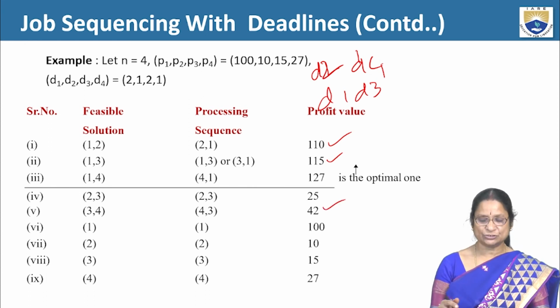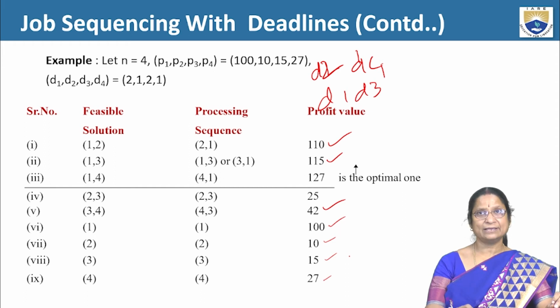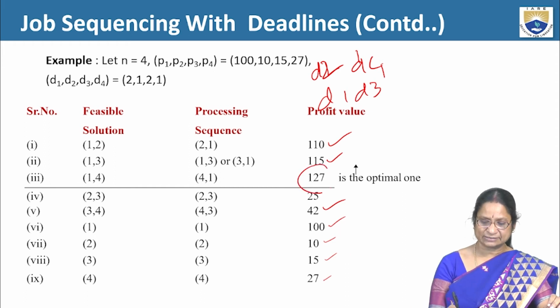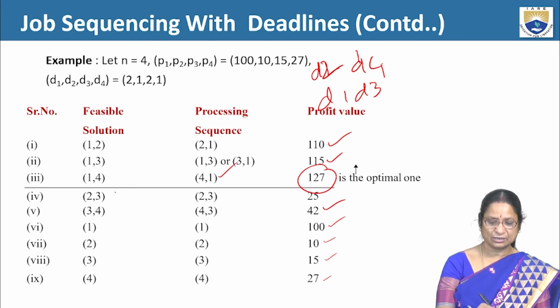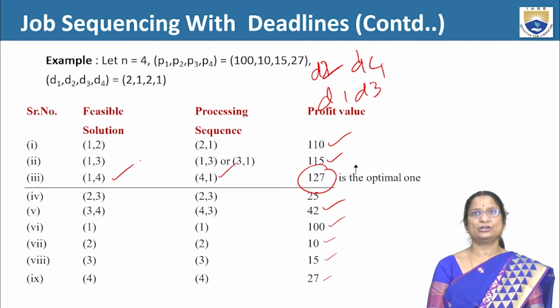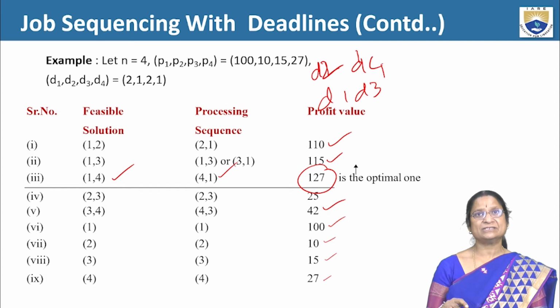Now we will consider individual jobs. Profits of 10, 100, 15, 27 are there. What is the highest value we are getting? 127 profit is the highest maximum. So this is the optimal solution. That means jobs 1, 4 are going to be processed, but the order of processing will be 4, 1, which is the optimal one. All these are feasible.